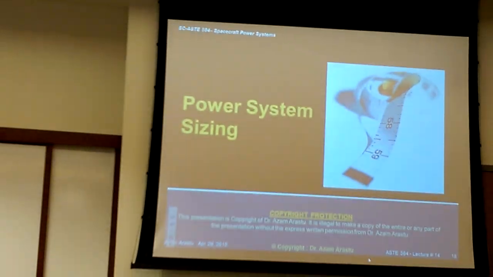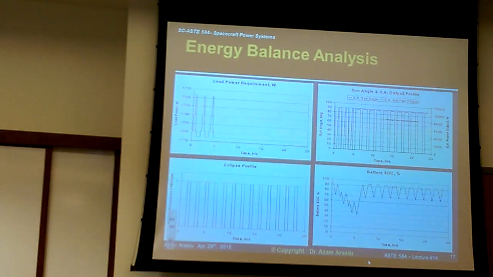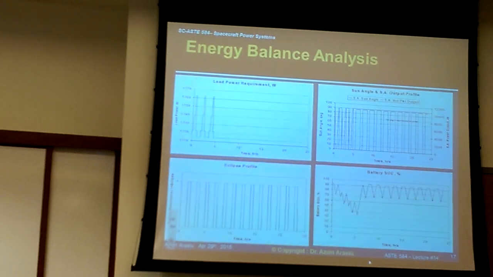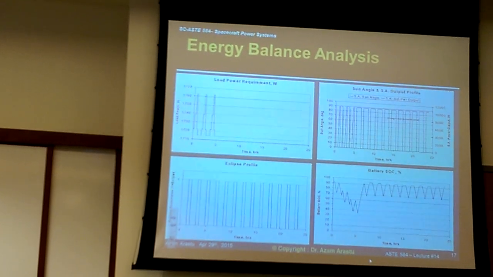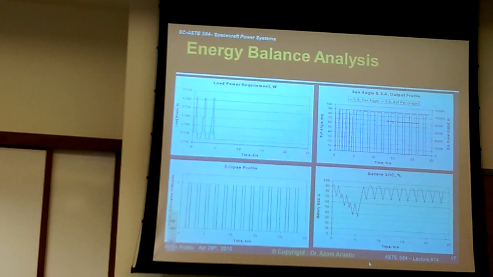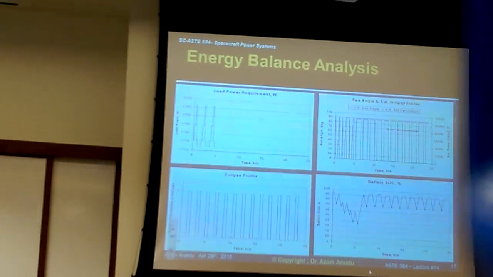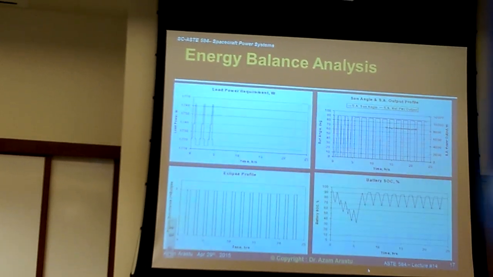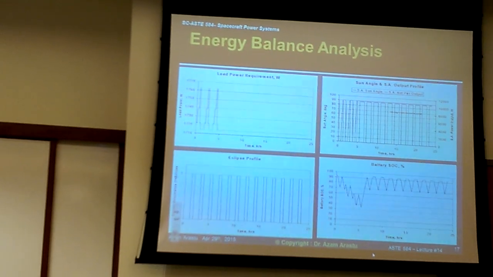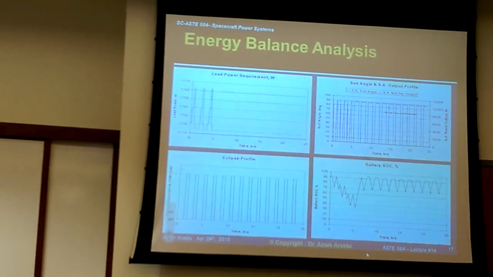Excuse me, sir. Did you say that the maximum power load requirement is partially met by the solar array and partially met by the battery? So you don't design the solar array for maximum power, and you use some of the power from the battery. Is that what you said?